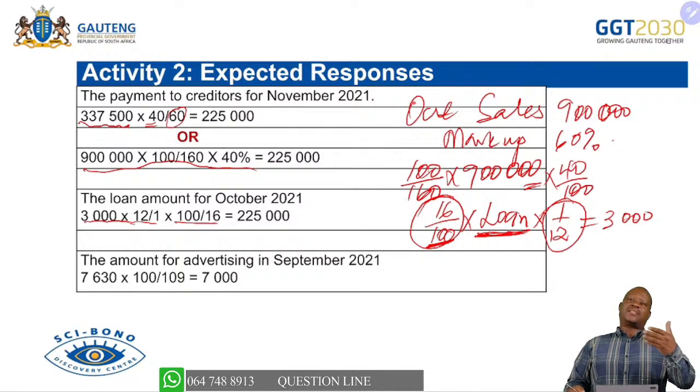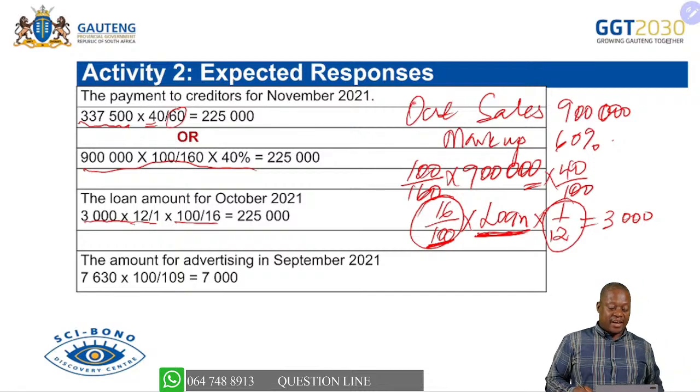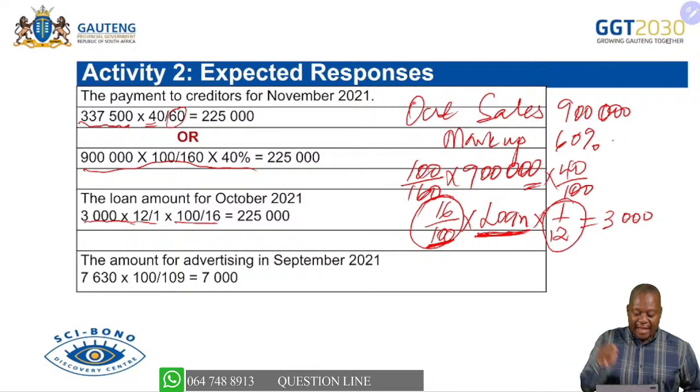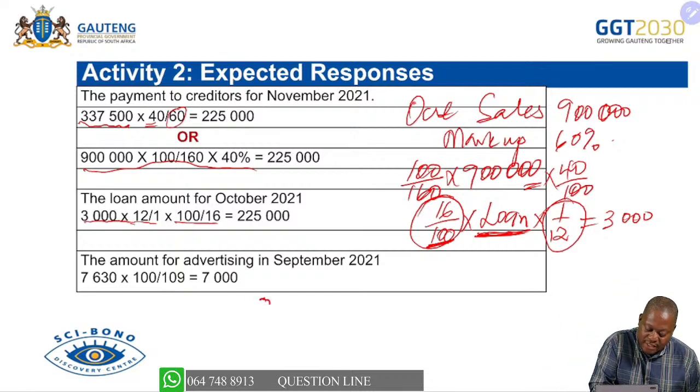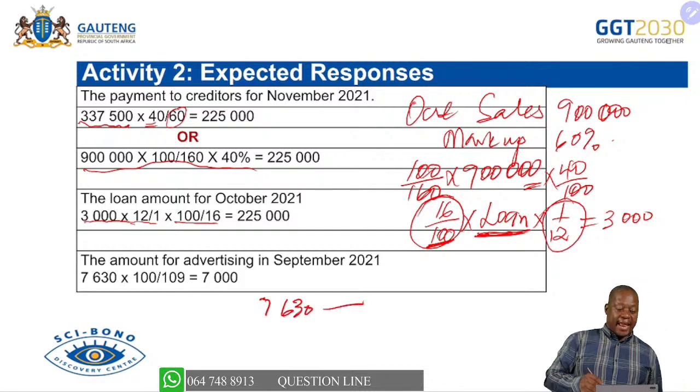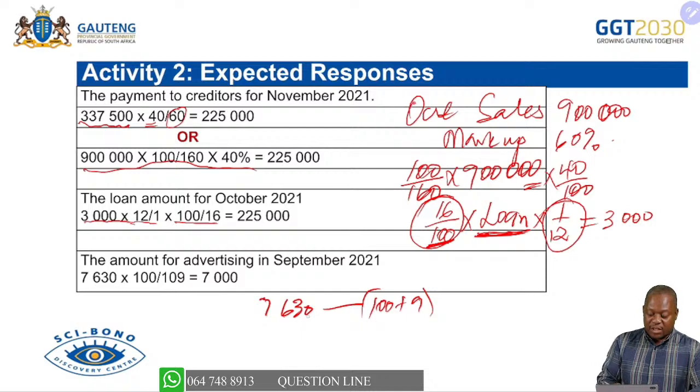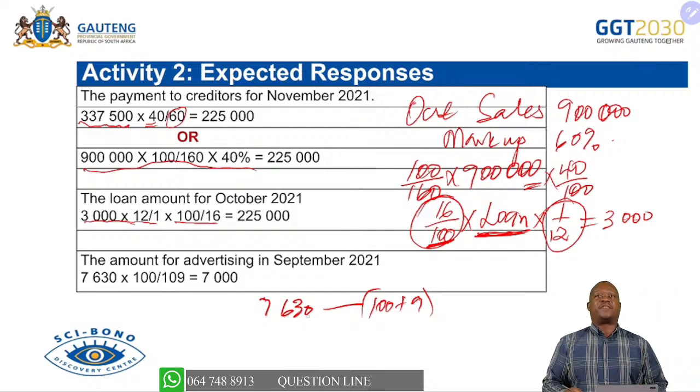And now, the last thing that they wanted us to look into is the amount of advertising. What they are doing with advertising is they are saying we are not sure of the advertising figure for September, but we know for October and November. And they are saying in October and November, it was 7,630. And this was after a 9% increase. So this is the 100% plus the 9%. That's what we got, because there is a 9% that has been added.